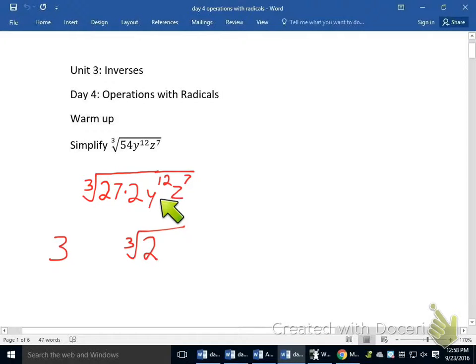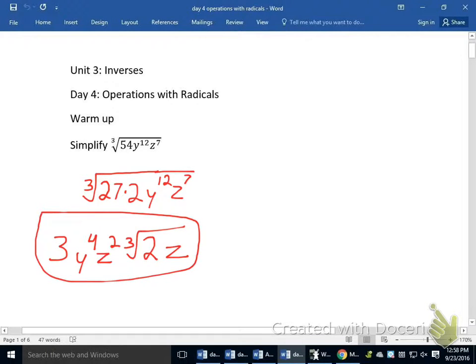Now I'm going to take care of the y. If I do 12 divided by 3, that's y to the 4th, evenly. 7 divided by 3 is 2 with a remainder of 1. So z to the first inside the radical. There's my answer. Now, yesterday we went over rational exponents.